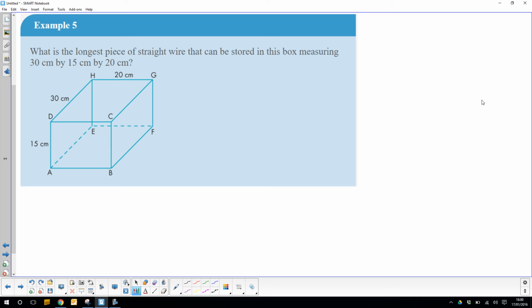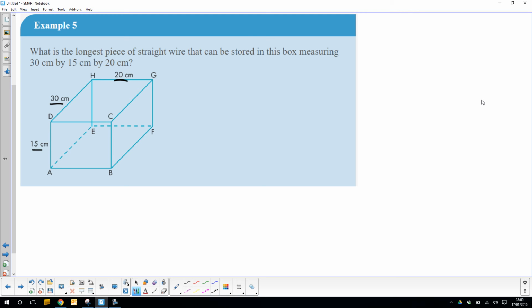The question asks, what is the longest piece of straight wire that can fit into here? First of all, we're going to look at the diagram and make a decision about where the straight wire is going to go. Our longest length is 30 centimetres, we have 20 centimetres here, and a height of 15 centimetres.